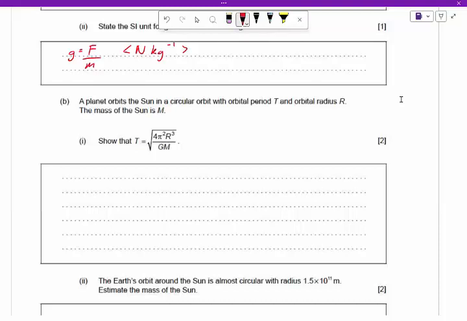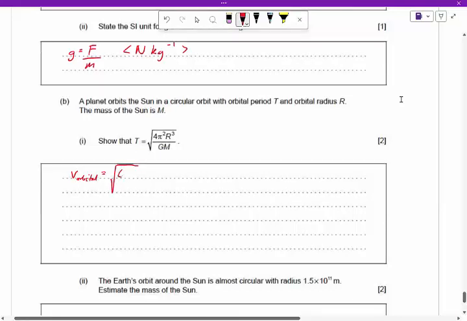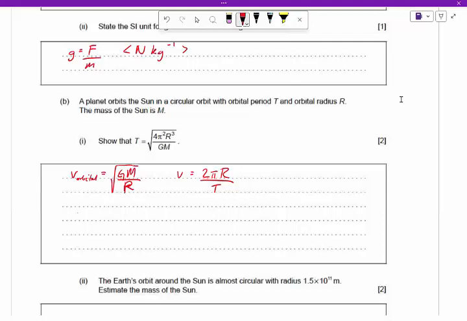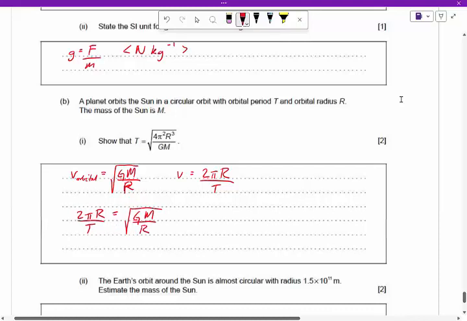well, we're actually given the equation v orbital is equal to the square root of GM over r. In this case we're going to call that capital R, and v is 2 pi r over T. So we can equate these two things, so we can say 2 pi r over T equals the square root of GM over r. And now we want to rearrange this for T.